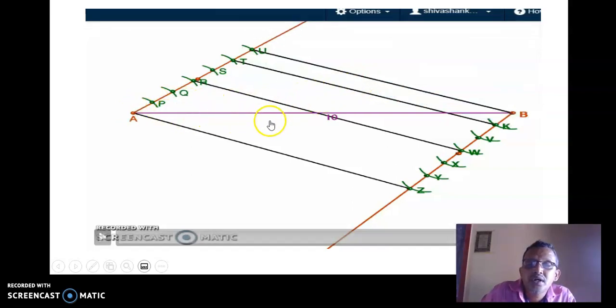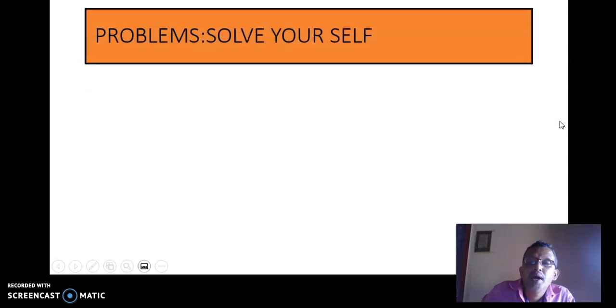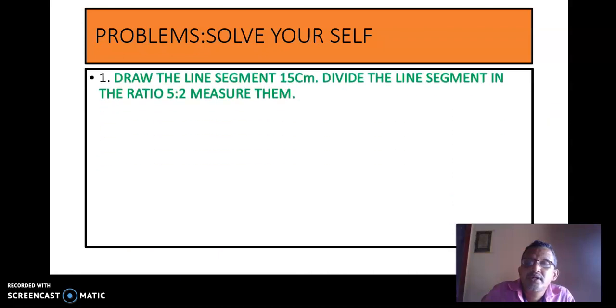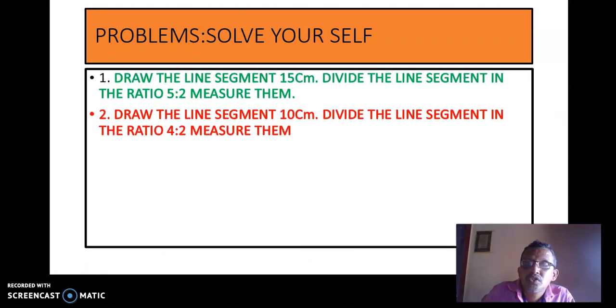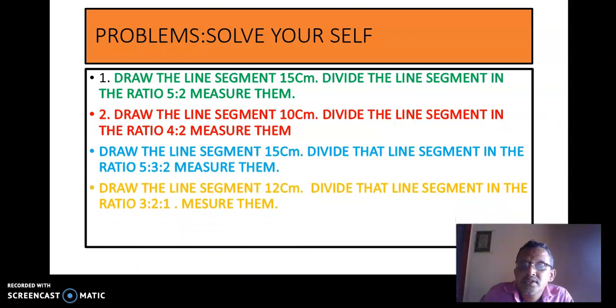Now measure this length and measure this length and measure this length and write yourself. Okay. So now this is how to divide the given line segment in the given ratio. So here are problems to solve yourself. Here 4 problems are given. So go through this and try to construct these. Okay. Thank you.